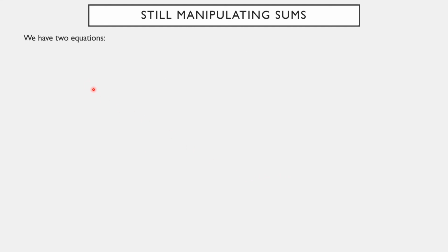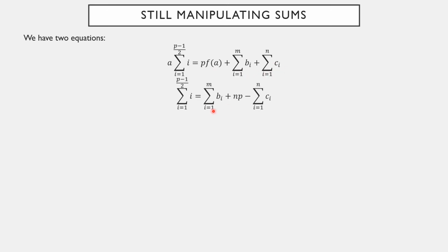So we have two equations that we have generated. First, we were able to show that a times the sum as i goes from 1 to (p minus 1) over 2 is p times our f of a, this was the sum of all of the various quotients, plus all of the remainders, the small ones and the big ones. On the other hand, the sum of all the i's, we were able to express as the small remainders plus a multiple of p minus the big remainders. So I now have two different equations.